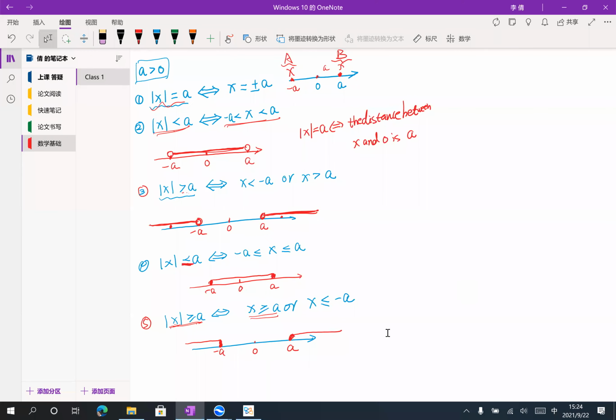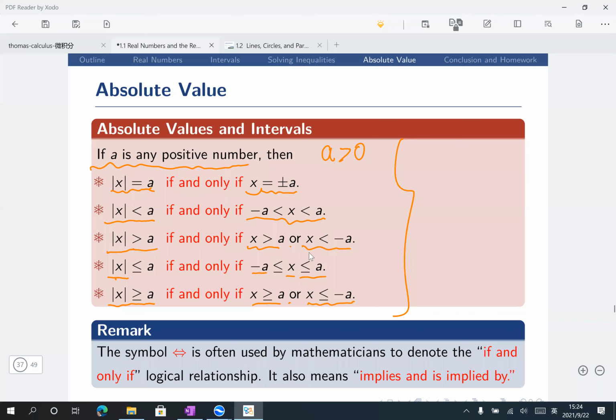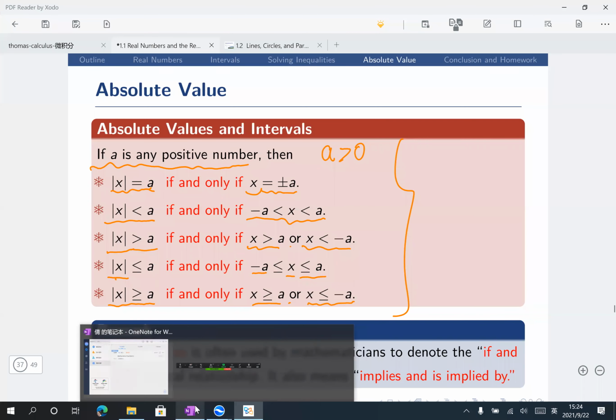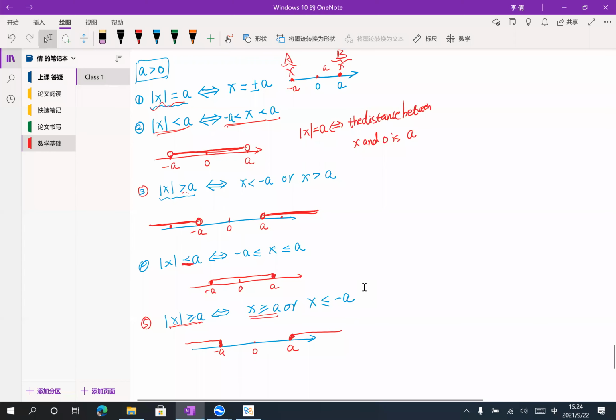Got it? Hey, can you mute your mic? Please, everybody, please turn off your mic except the teacher. We couldn't hear properly. Yeah, some others, please turn off. Okay.